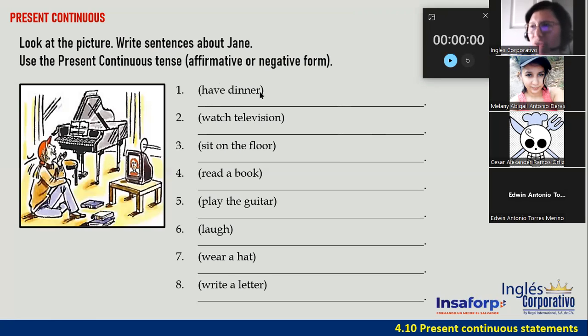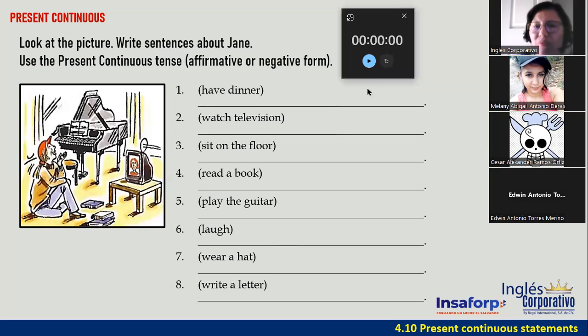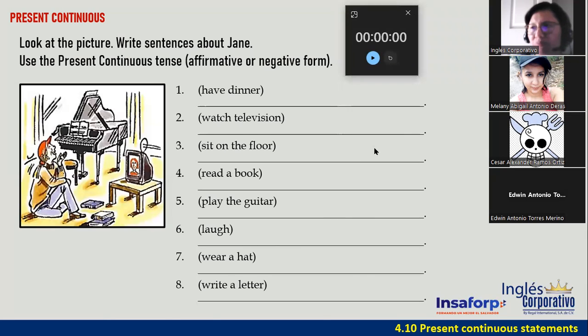Okay? Now, have dinner. Guys, is she having dinner? No, she isn't. Entonces, ¿cómo voy a decir la oración? ¿Cómo digo la oración en negativo, chicos? She isn't having dinner. Correct. Very good, Edwin. She isn't having dinner, right? What about number two?